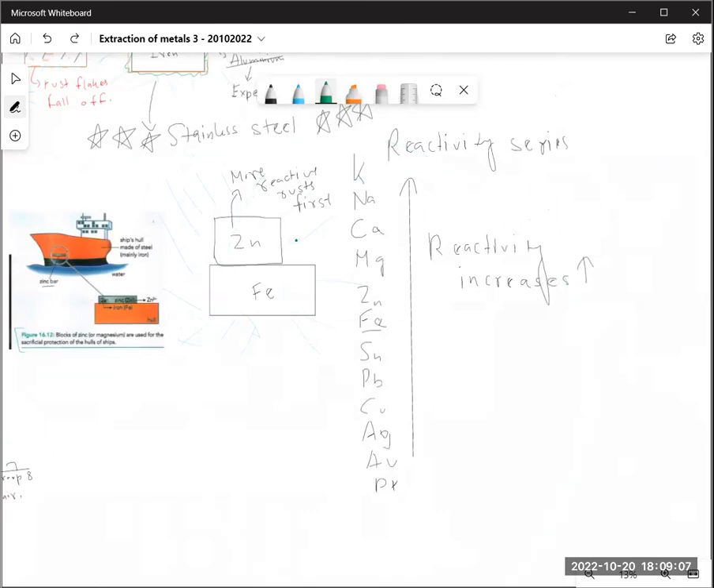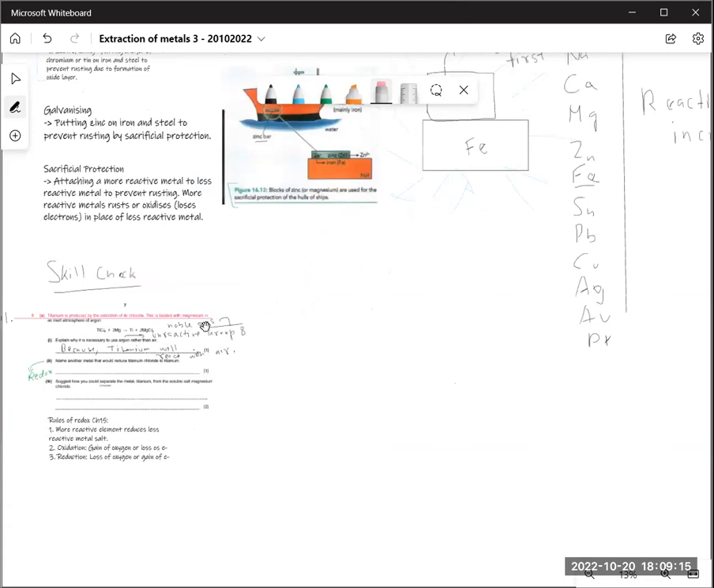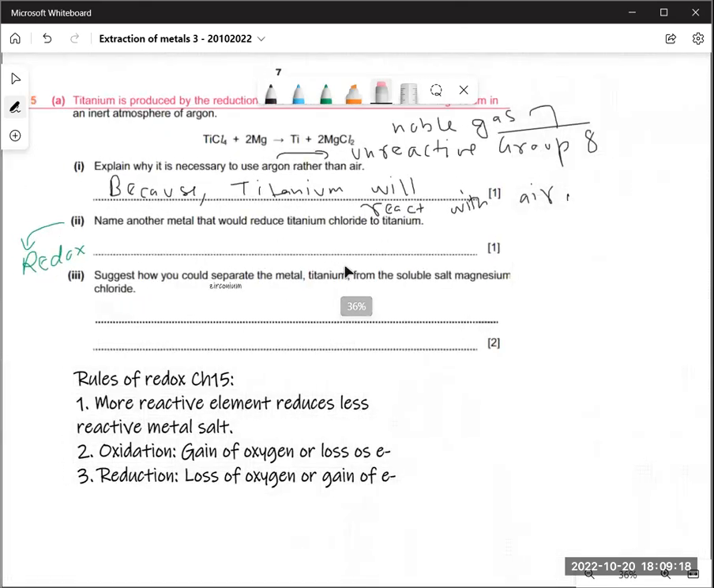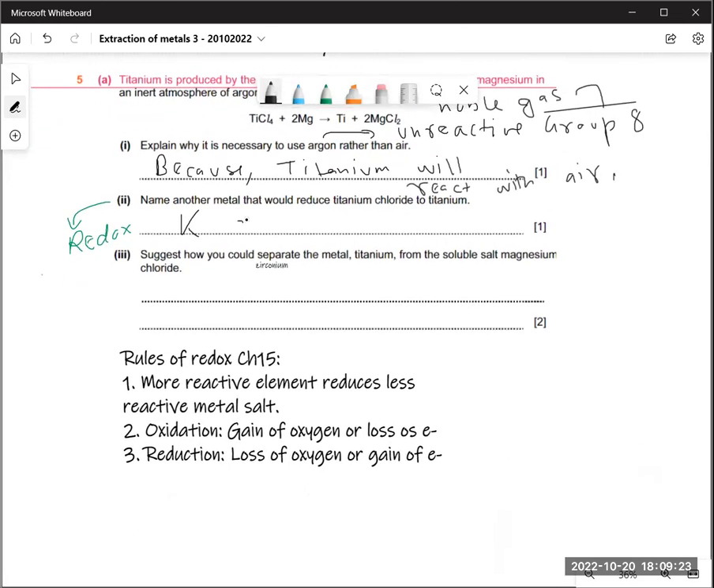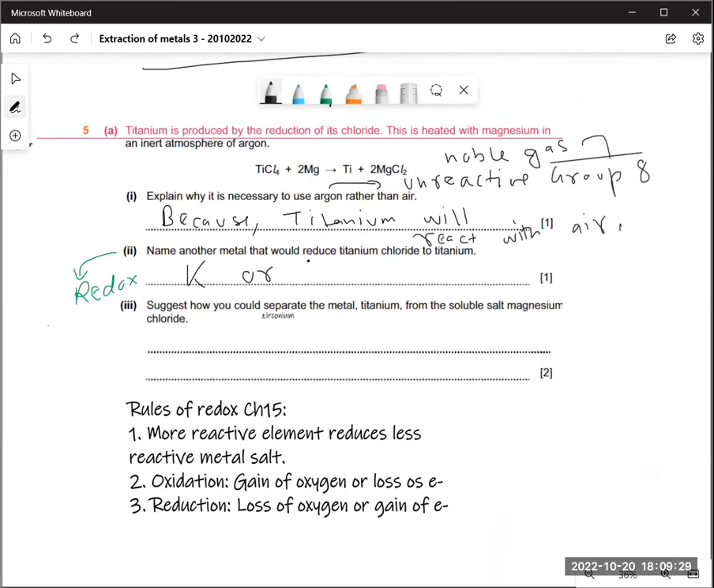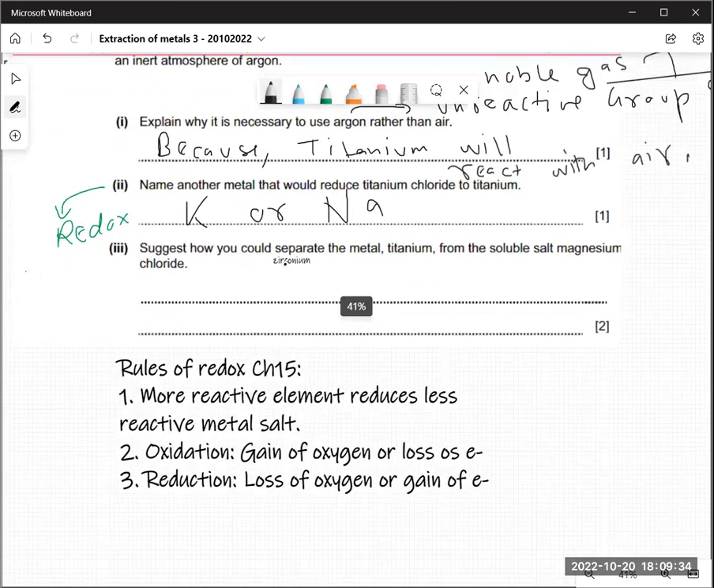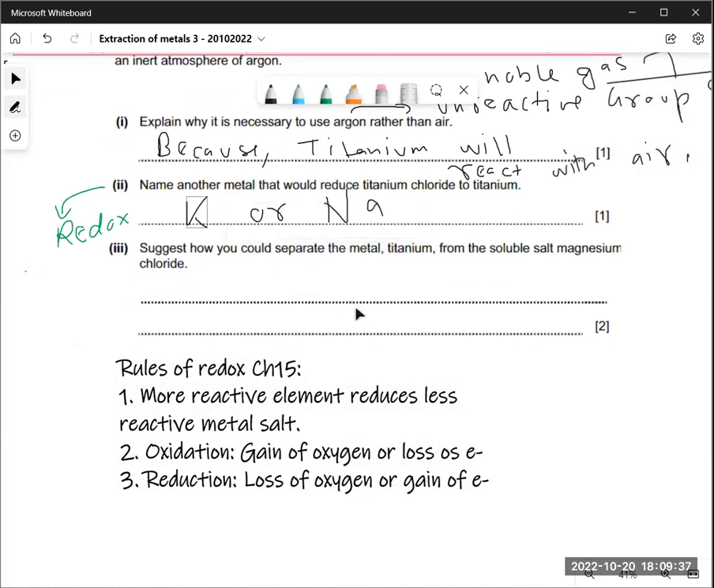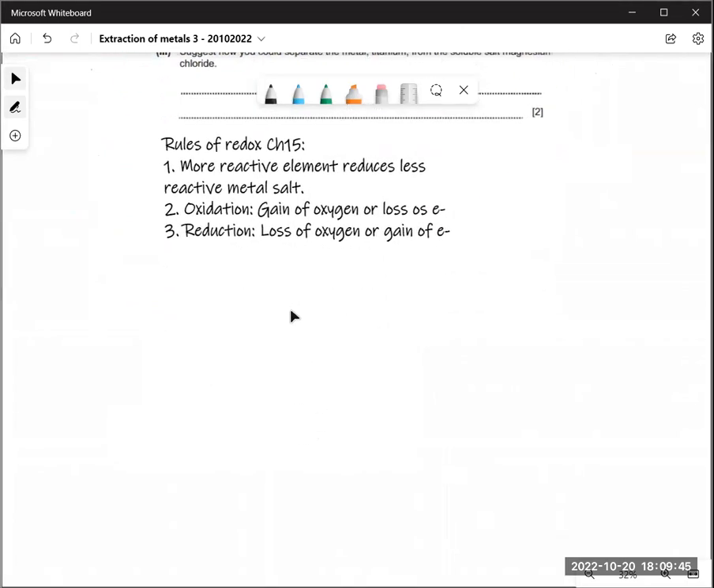It has to be part of the reactivity series, because that is all in your syllabus. Otherwise you'll say radon, americium, all of those are there, but that's not in your syllabus. There are over a hundred elements, so you can't name every one of them. So we take, let's say, potassium, done. Or we can say anything other than magnesium, potassium or sodium. Now, suggest how you could separate titanium from soluble magnesium chloride. Forget that, we haven't done that yet. But I want you to do the next question, which is this one.